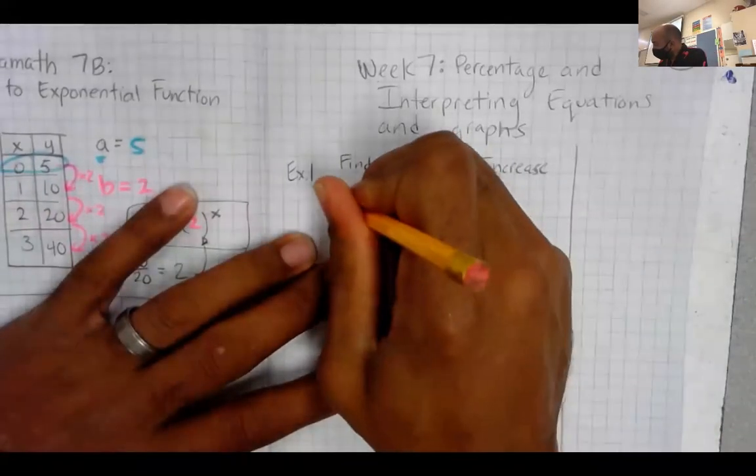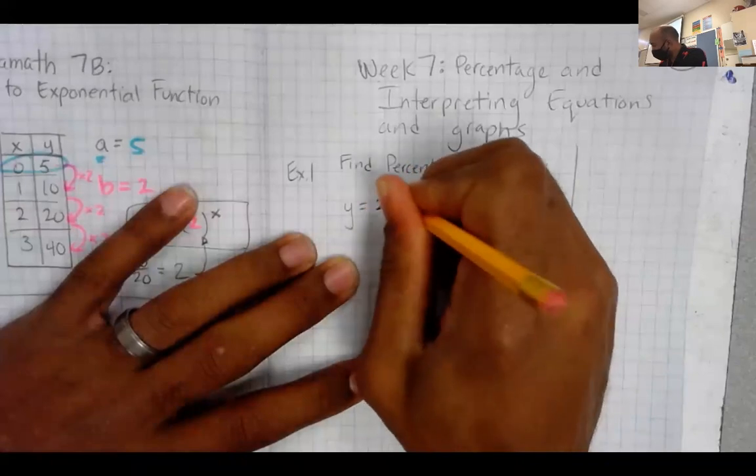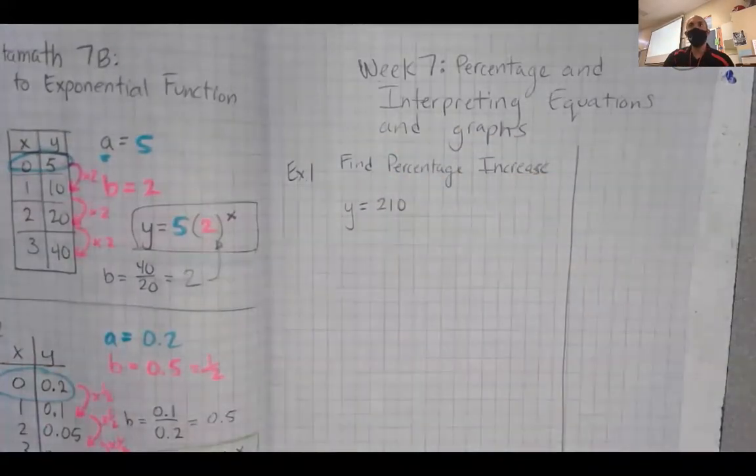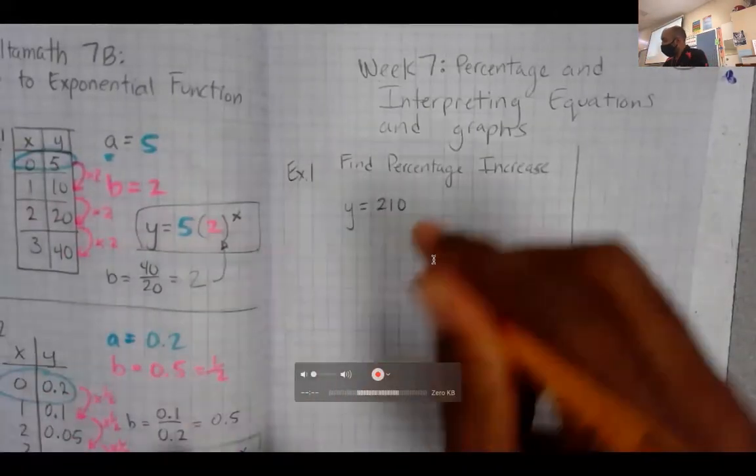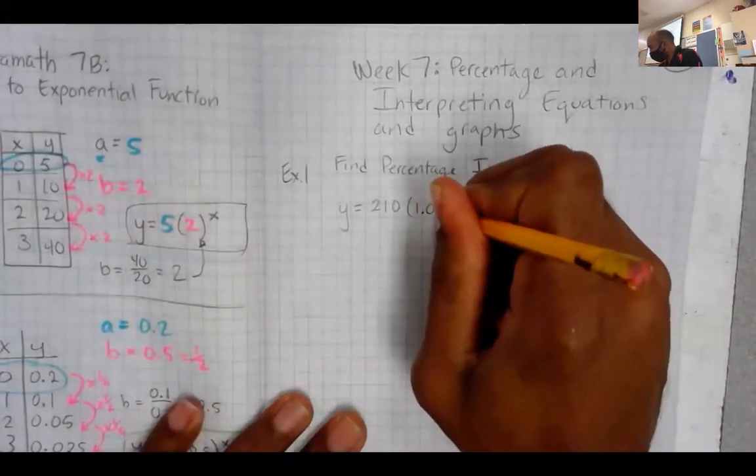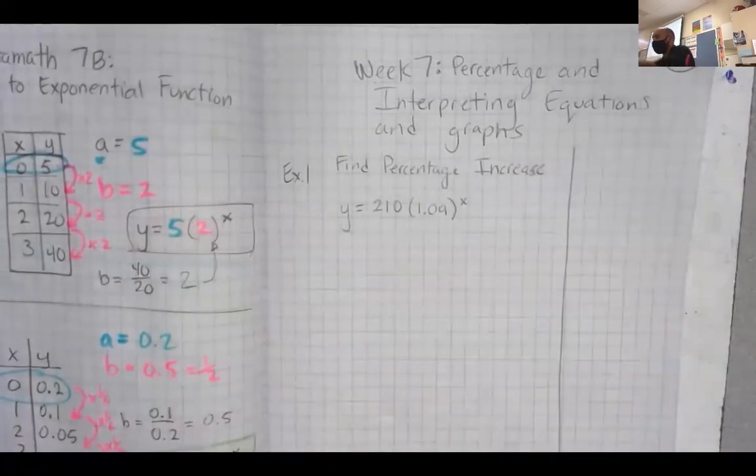All right, and then our equation that we're working with is y equals 210 times 1.09 raised to the x.